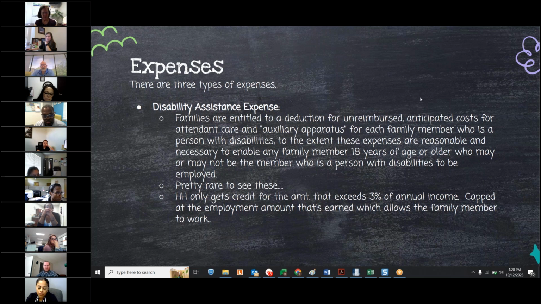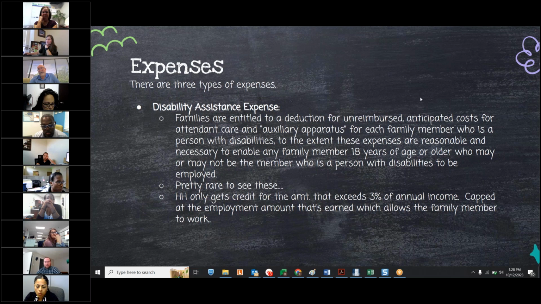So families are entitled to a deduction for unreimbursed anticipated costs for attendant care and auxiliary apparatus for each family member who is a person with disabilities, to the extent these expenses are reasonable and necessary to enable any family member 18 years of age or older to be employed. What that means is if I am caring for a disabled child and I pay for attendant care for somebody else to stay with them so that I can go work, the cost of me paying that care is covered up to a point and reduced from my income.